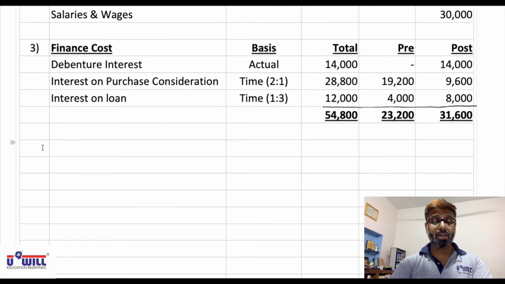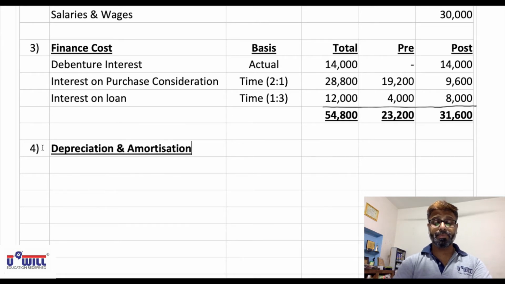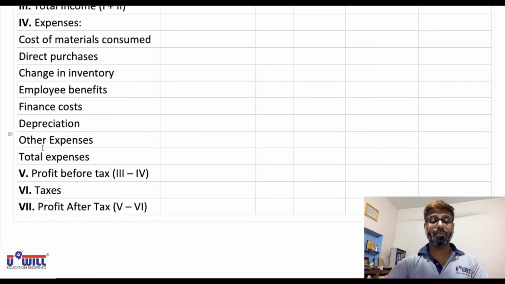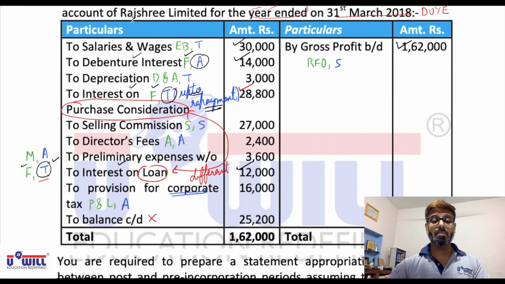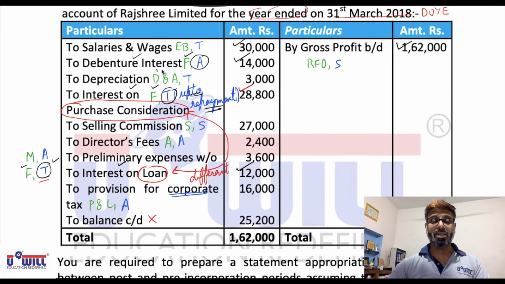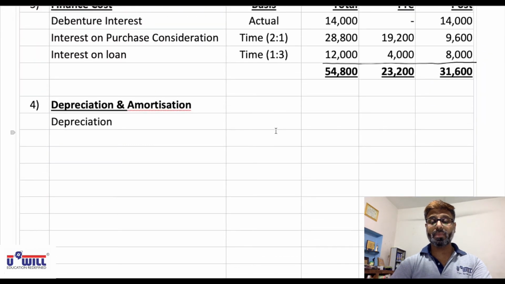D again stands for depreciation and amortization. In that we have depreciation given in the question. You all can see here depreciation is 3,000 and it will go on time basis. So depreciation 3,000. Only one amount, so directly we can write it in the last column. Now D, O. O stands for other expenses.